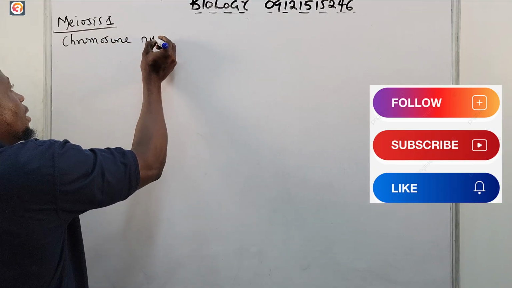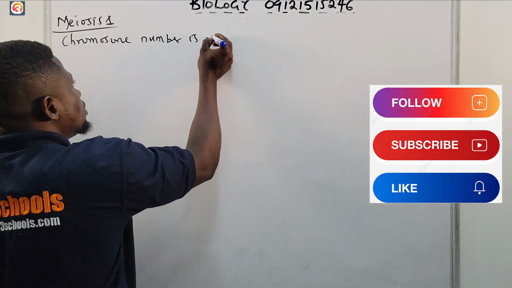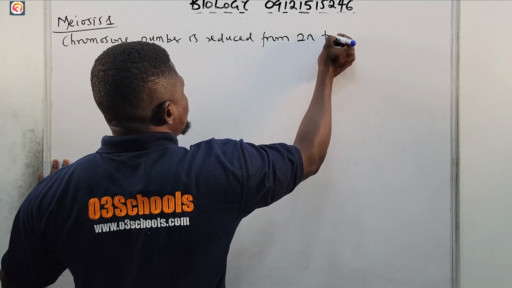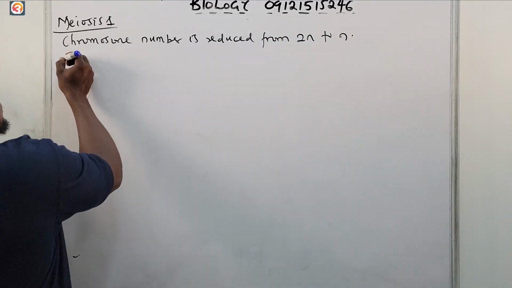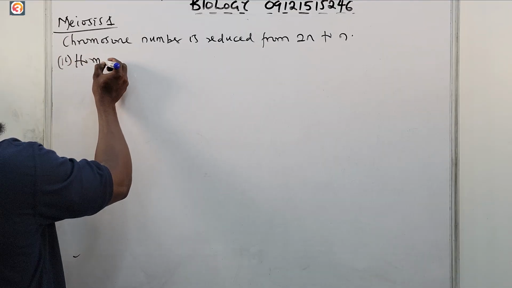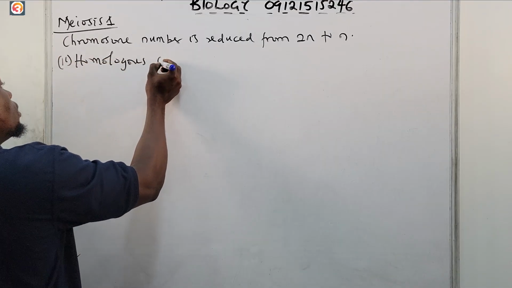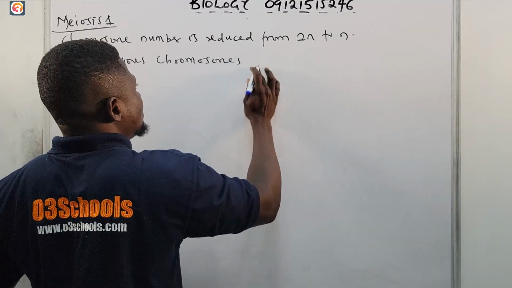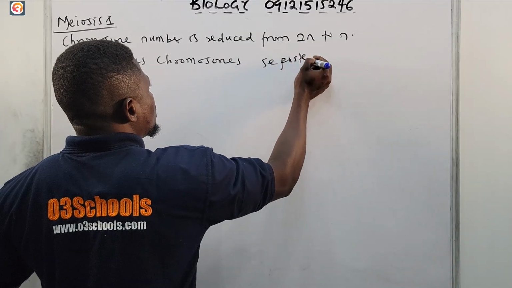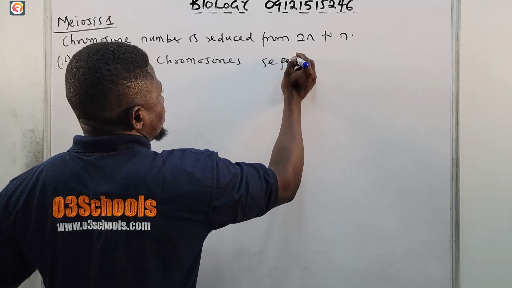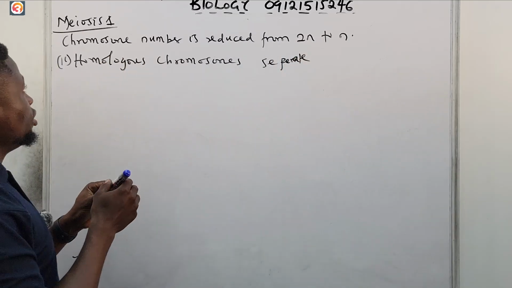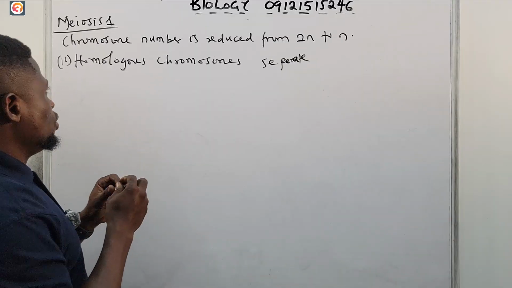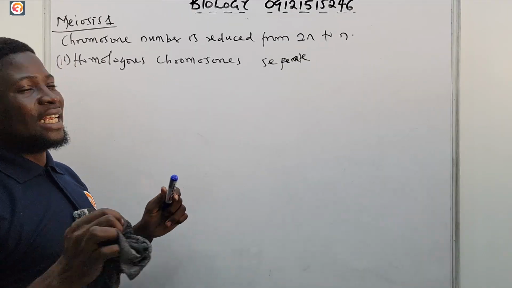Chromosome number is reduced from 2N to N. Then also, homologous chromosomes separate. Okay, so in meiosis 1, chromosome number is reduced from 2N to N, and homologous chromosomes separate.